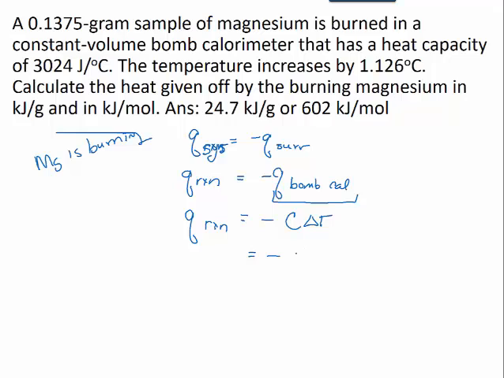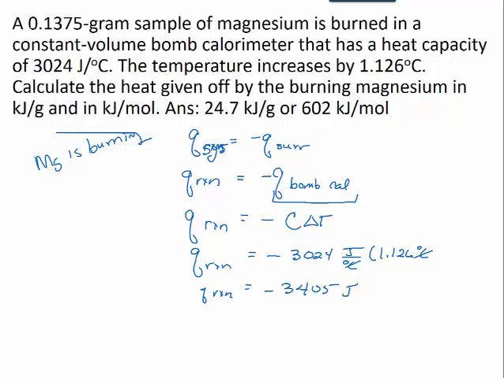So the heat capacity was 30.24. Be careful that you bring down the units. The temperature change, well, it was increased, so it's a positive number, by 1.26 degrees Celsius. So the Q of the reaction is equal to a negative 34.05 joules because the degrees Celsius cancels.